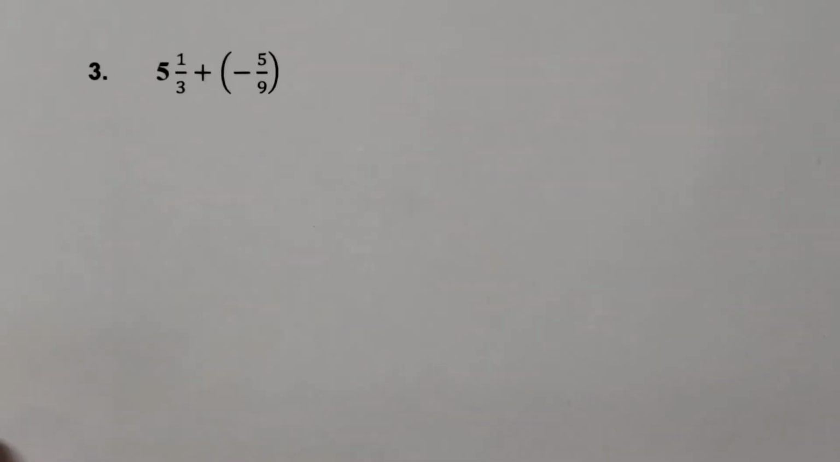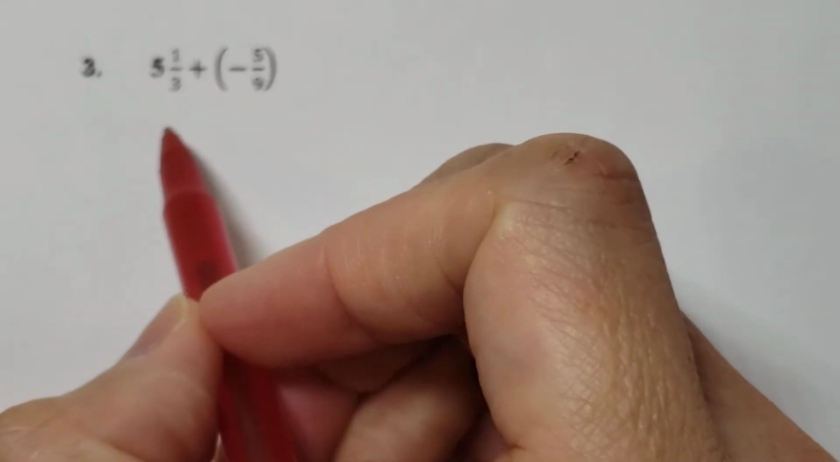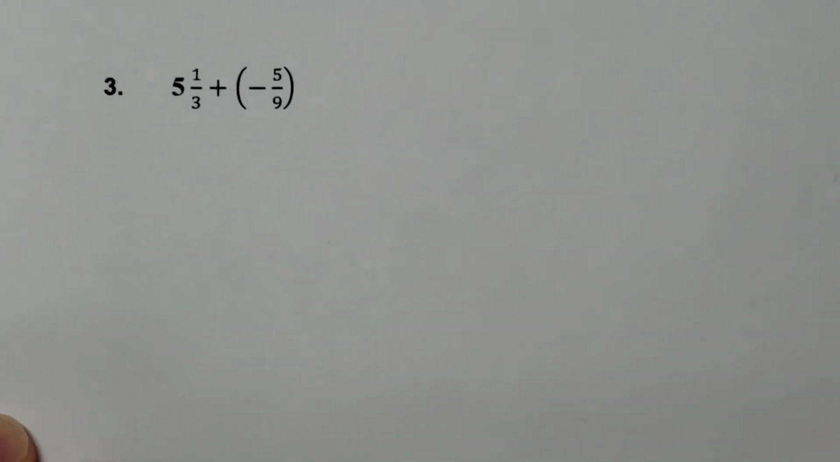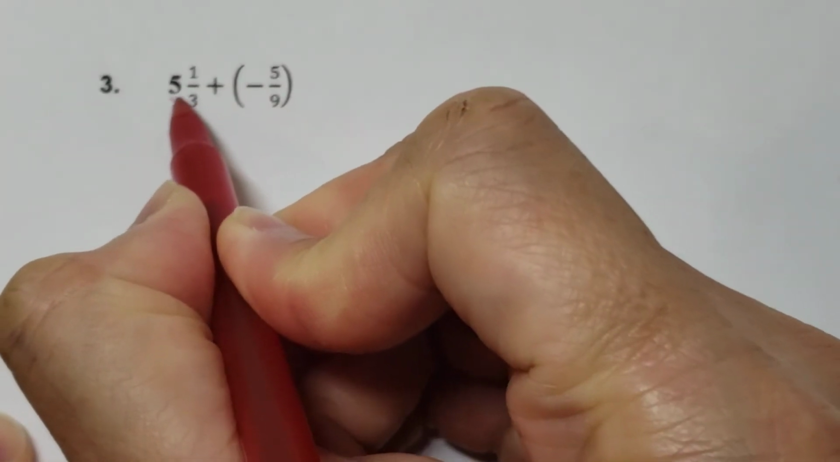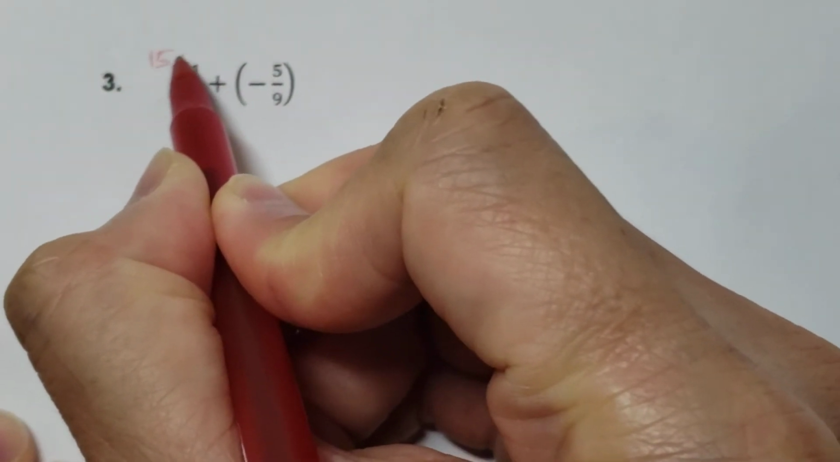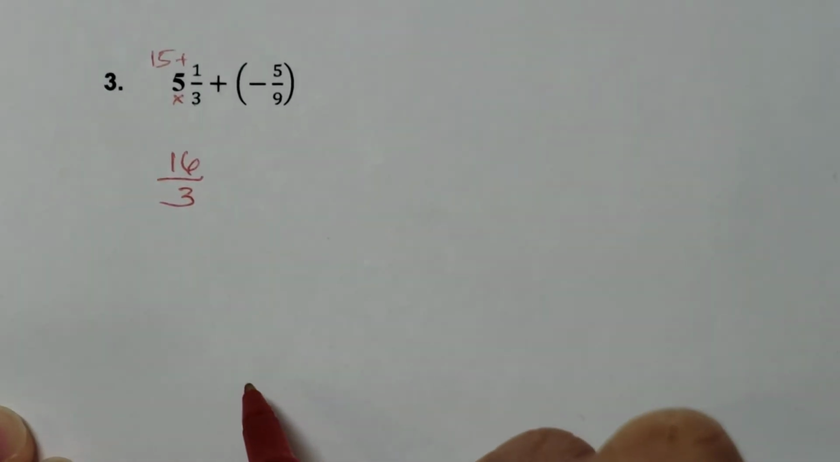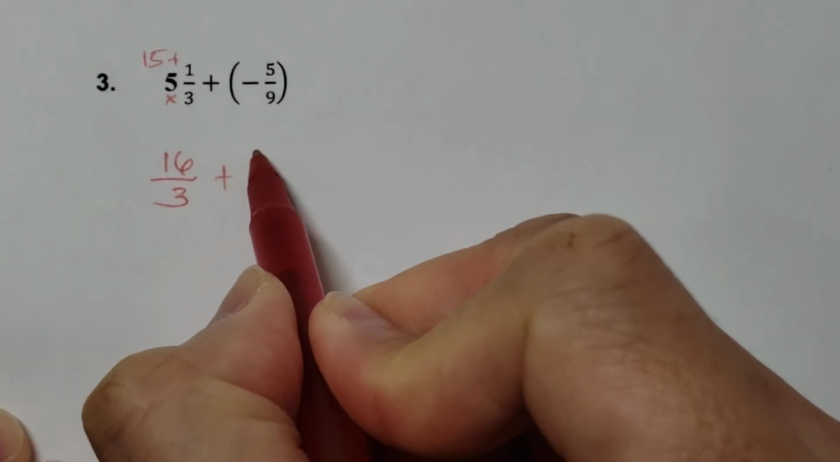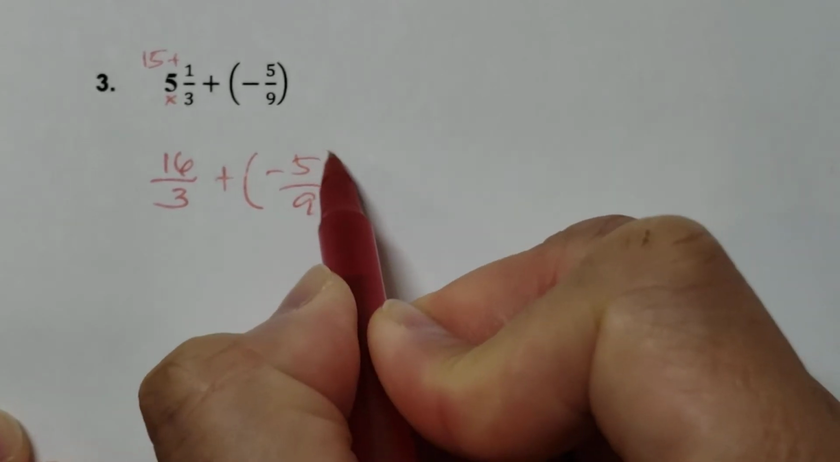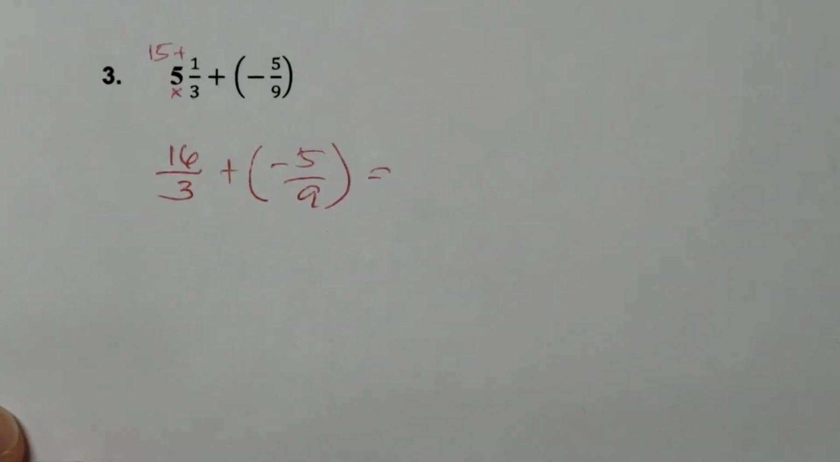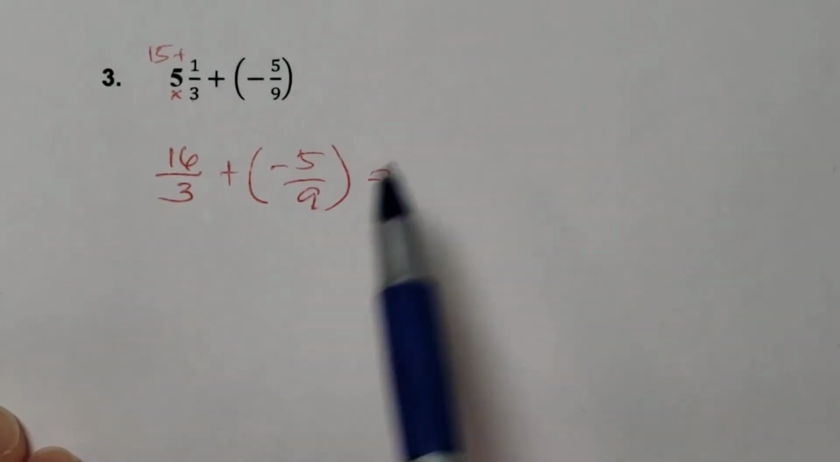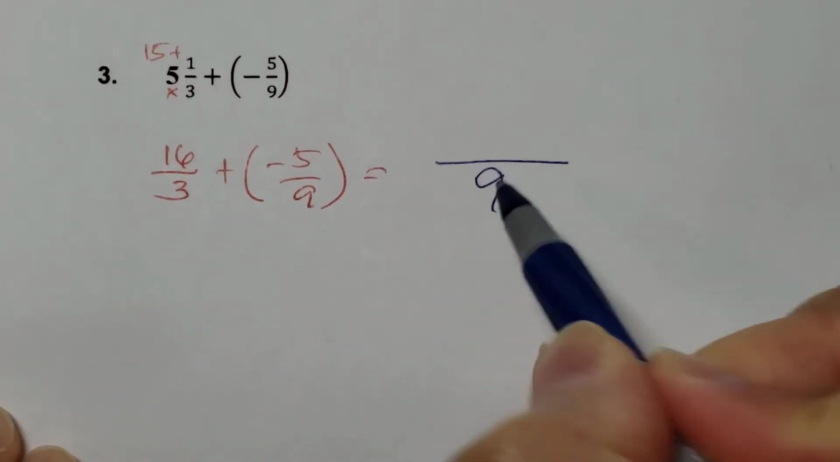Okay, next is number 3. Let's do a mixed number. Again, change the mixed number into an improper fraction. So that's 3 times 5, that's 15. 15 plus 1, that gives us 16 over 3. Okay, plus negative 5 over 9. What is the common denominator of 3 and 9? And you're absolutely right, it is 9.